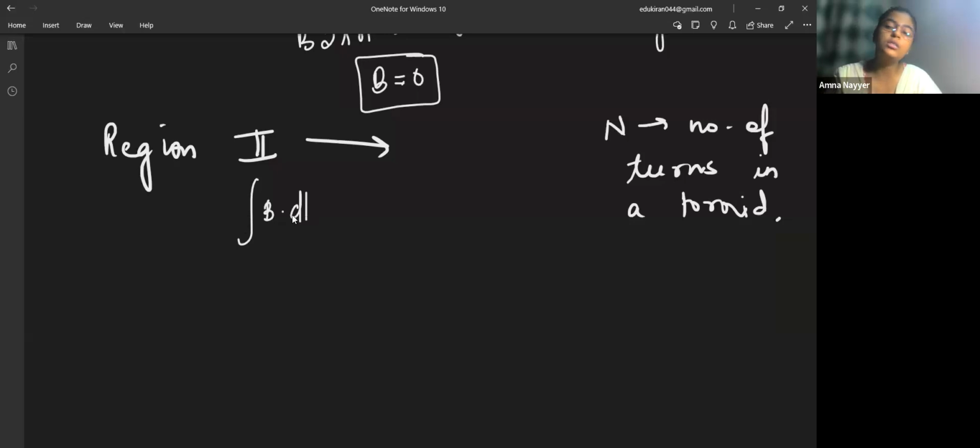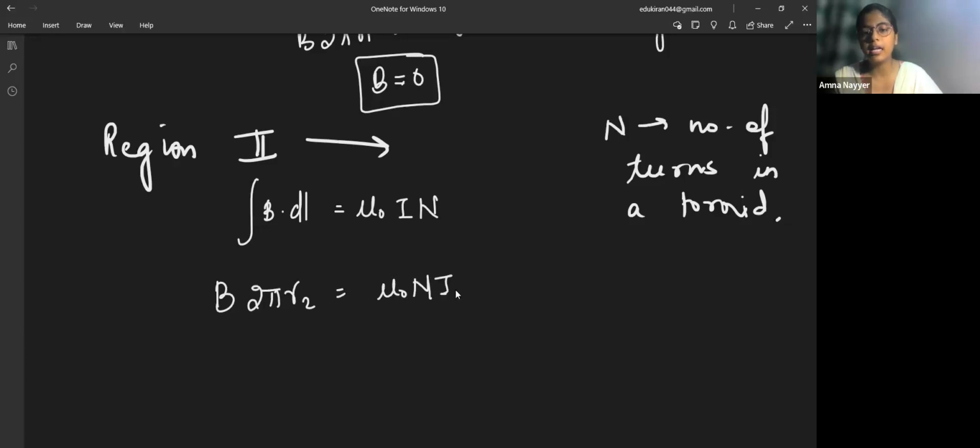So the closed integral of B dot dl, that is the line integral of magnetic field, is mu naught times the current that is flowing. N number of turns are carrying current, so we should write it as NI. Now for the magnetic field, what is the dl? It means the entire length. The entire length is 2 pi R2, equal to mu naught N I. So what is the magnetic field's formula? B equals mu naught N I divided by 2 pi R2. Fine, this is also done.